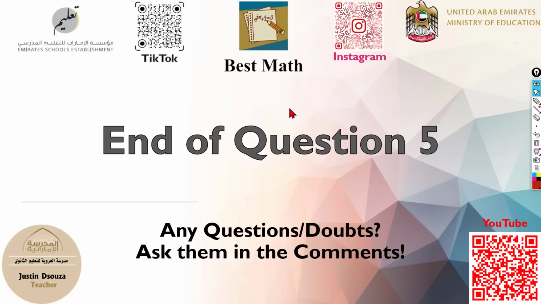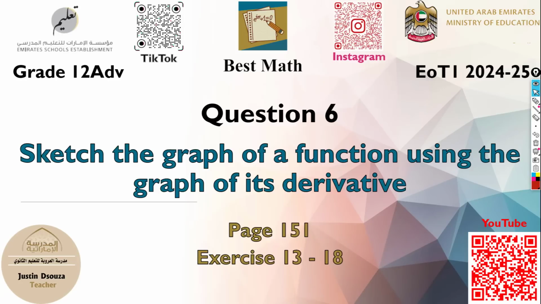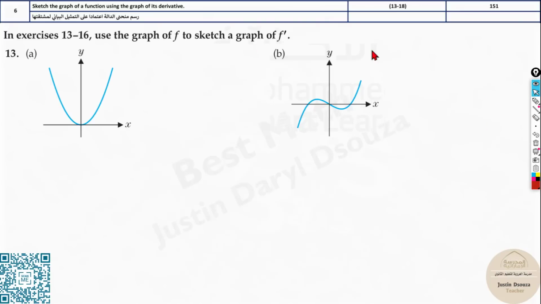It's a bit lengthy one, but just make sure you get the answers directly using the calculator. The starting ones are very easy. Only for slant asymptote, you have to do the long division method. Question 6 is about sketching graphs of a function using its derivatives. And here we have two graphs. We need to sketch its derivative. In the question they have asked, the graph of f is given, use this graph to sketch the derivative.